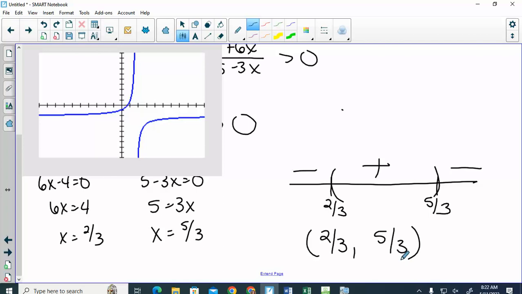How did you know? Between 2/3 and 5/3, how do you know it's positive? Because it's above the axis. Okay. Anything else? Okay. Next question, 25.